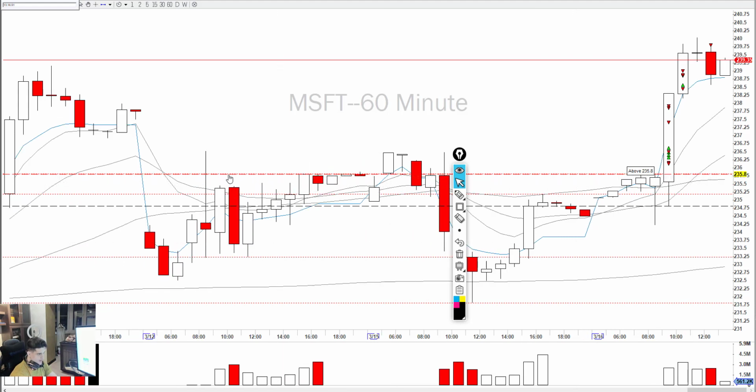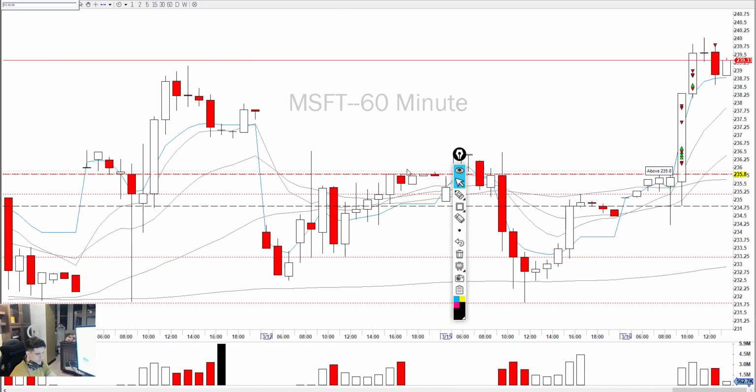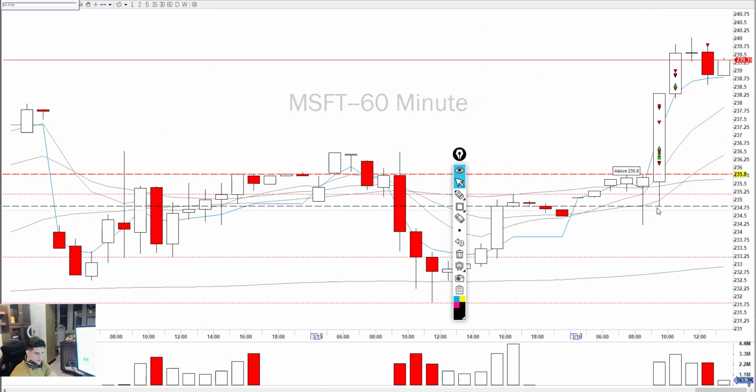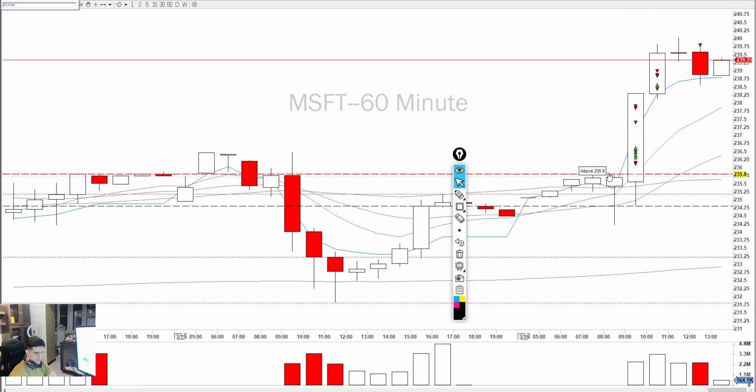On the 60-minute chart, I see a clear resistance level around here. There are some wicks up here, fake breakouts up there, fake breakouts around here, but overall it is this area which is holding the price. Today in the pre-market, that was also the high of the pre-market, 235.80.